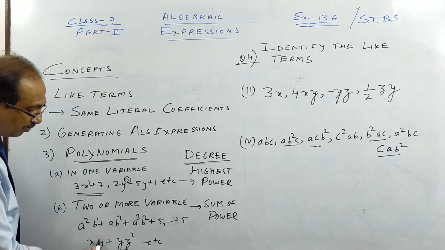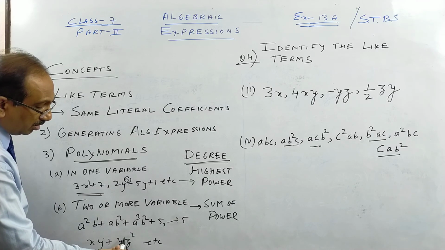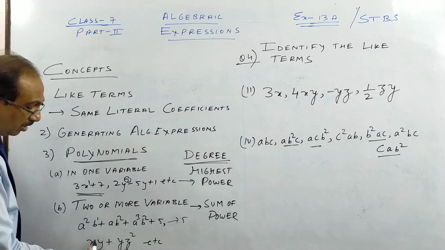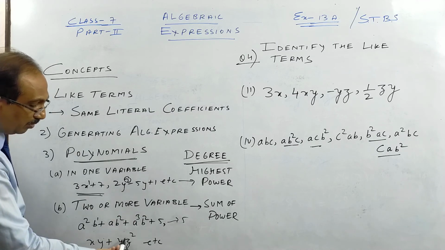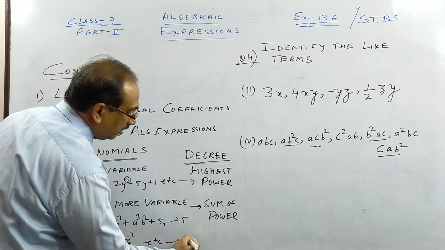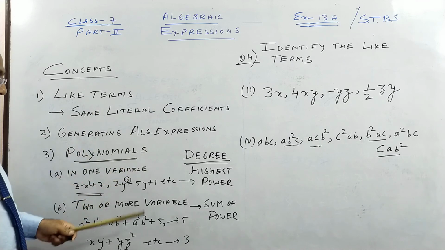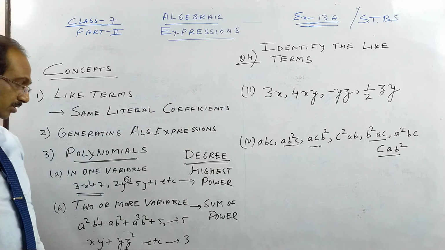Degree of this will be 1 plus 1, 2, degree of this is 1 plus... Degree means the highest power. If you see the sum of the powers, 1 plus 1, 2, 1 plus 2, 3, so 3 is the highest power, so the degree of this will be 3. More I'll explain when I do question 5 and 6, you will see.